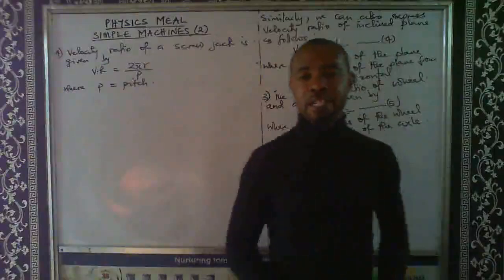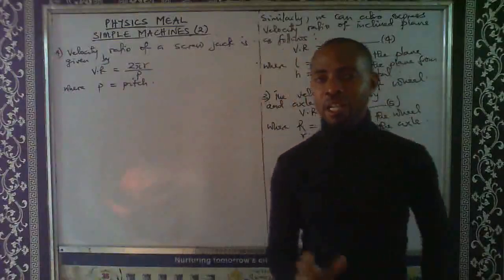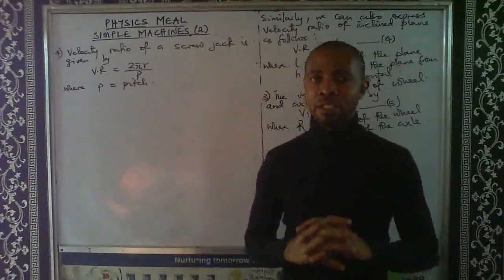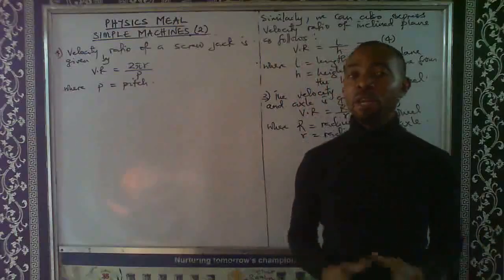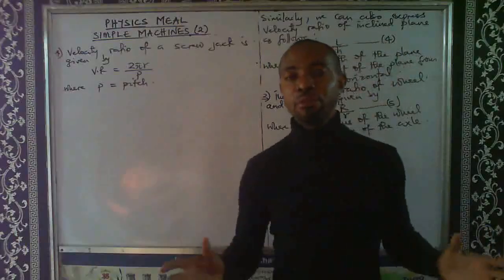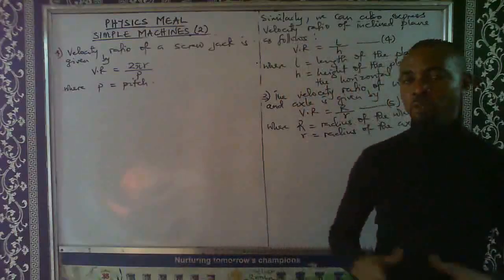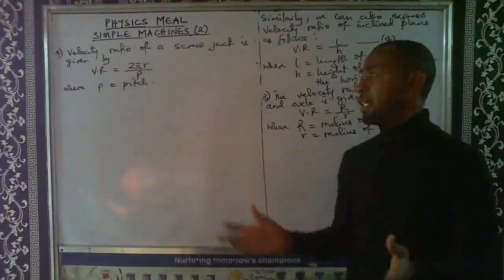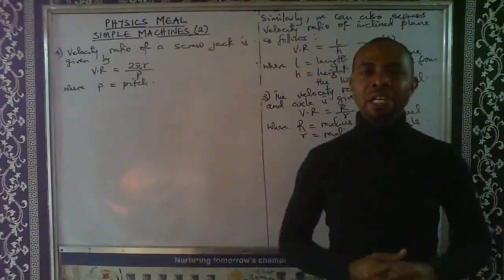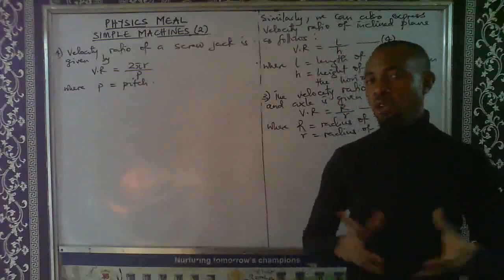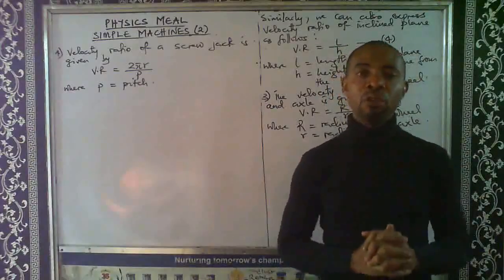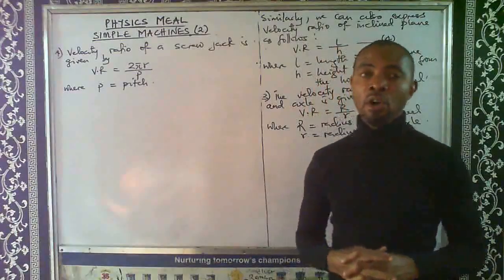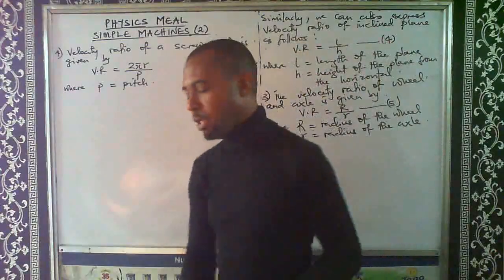Welcome back. We are still on physics, still on simple machines, part 2 of it. So far we have considered the concept of velocity ratio, and we have seen the velocity ratio of various machines. So right now we are going to move to the second objective in part 2 of simple machines, and that second objective is efficiency of a machine. So let's look at that.